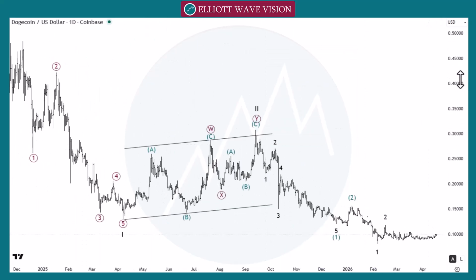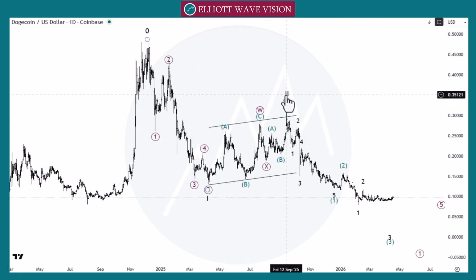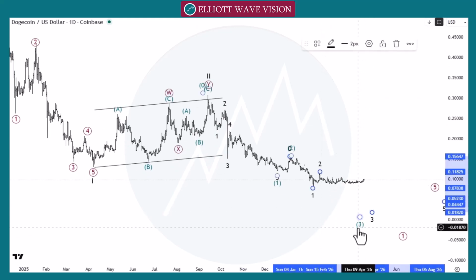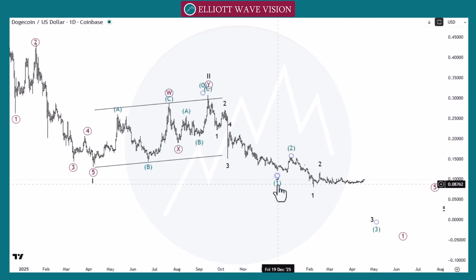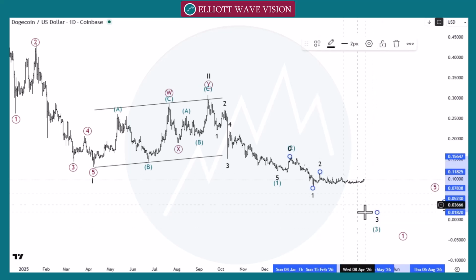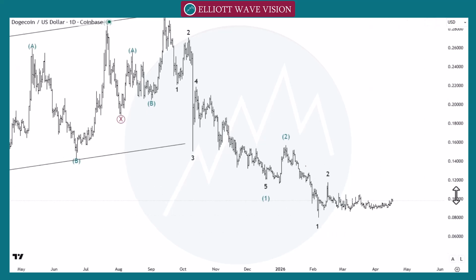So in this pair, we count this structure as a black wave 1, black wave 2. Now we are looking for this move as a black wave 3, after this green wave 1 and green wave 2. So we count this structure as a 1 at this point, wave 2. Now we are looking for this green wave 3 as an inner wave 1, 2 and 3. So at this point, how do we join the next move?